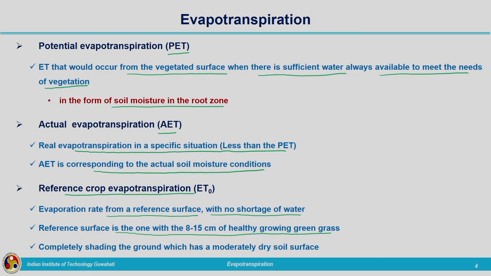So, the importance of reference evapotranspiration is that it is from a standard vegetated surface, which has a growth of 8 to 15 centimeter green grass planted on a surface with a sufficient amount of water. This grass is growing in such a way that it will be completely shading the ground, which is a moderately dry soil surface. There are certain norms for providing water to it. Weekly we will be providing water, and based on that evapotranspiration will be calculated.